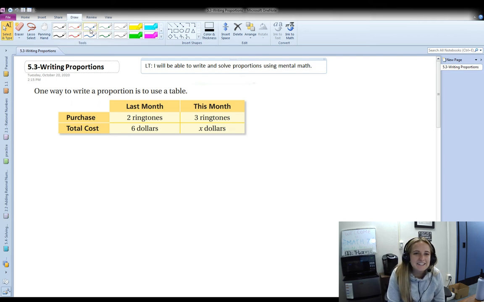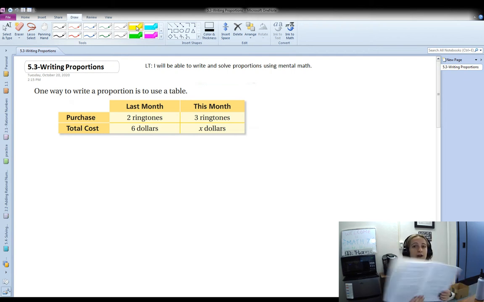Hi, everybody. So today we're going to be talking about 5.3, which is writing proportions. So right now I'd want to make sure that you have your math composition notebook out. You also have a writing utensil, and make sure you are writing down everything that's on my screen as we go through.